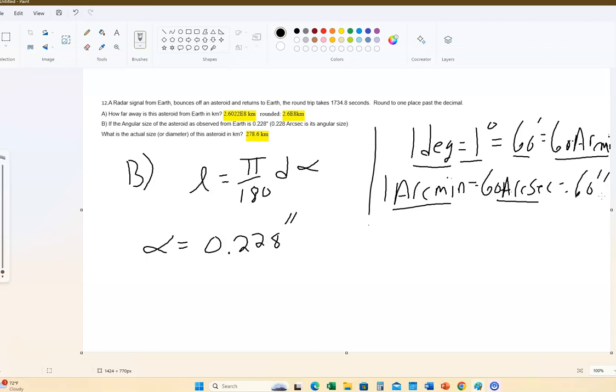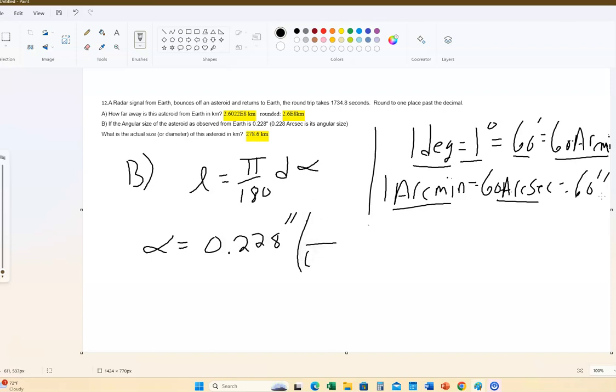Then you go into what are called arc seconds. So you take one of those arc minutes and divide it into 60 equal chunks, and one of those is called an arc second. All right, so what we have to do is convert between degrees, arc minutes, and arc seconds. So here we go.